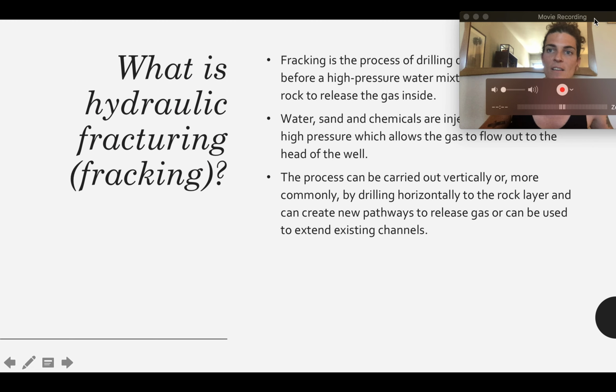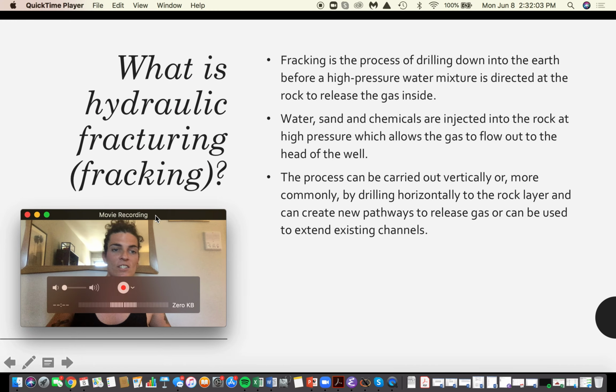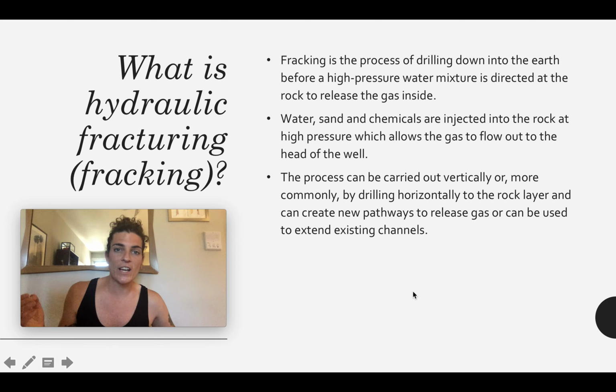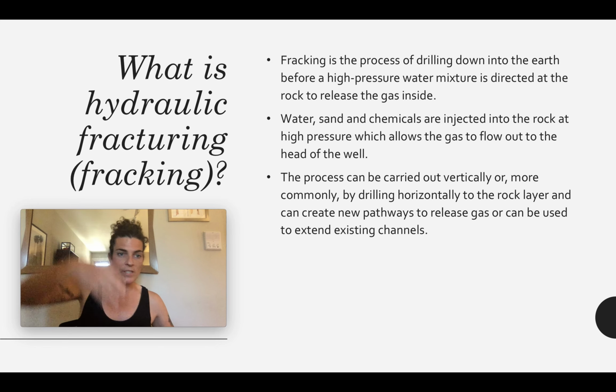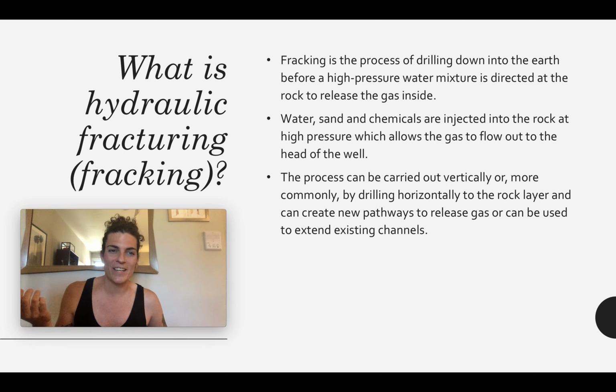So what is fracking? Well, fracking is shorthand for hydraulic fracturing. And hydraulic fracturing is the process of drilling down into the earth. So you drill down where you think there's oil, or where you know there's oil because you've hired a geologist to find it. The problem is that oil is in the little cracks in between rocks.